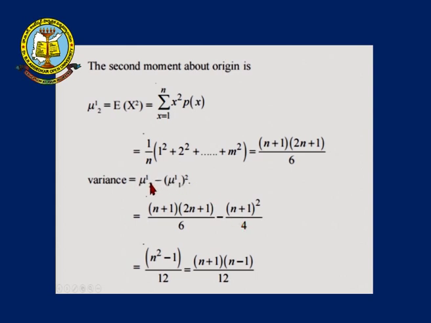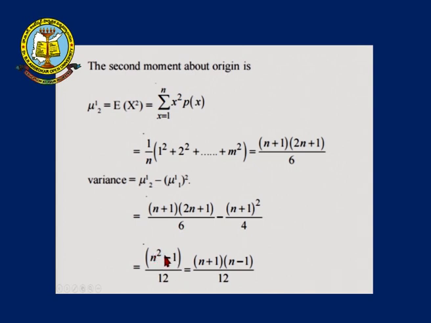Now, I can substitute the mu 2 dash value as well as mu 1 dash. If I substitute, mu 2 dash is n plus 1 of 2n plus 1 divided by 6, minus n plus 1 by 2 whole to the power of 2, that means n plus 1 whole square by 4. This looks like a by b whole square. Then we can write a square separately and b square separately. Then I can write n plus 1 whole square divided by 2 square, which is 4. Okay. So, then I can simplify these terms: n square minus 1 divided by 12. That we can also write.